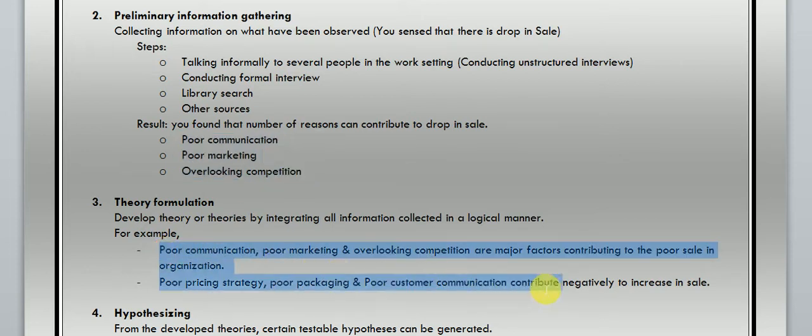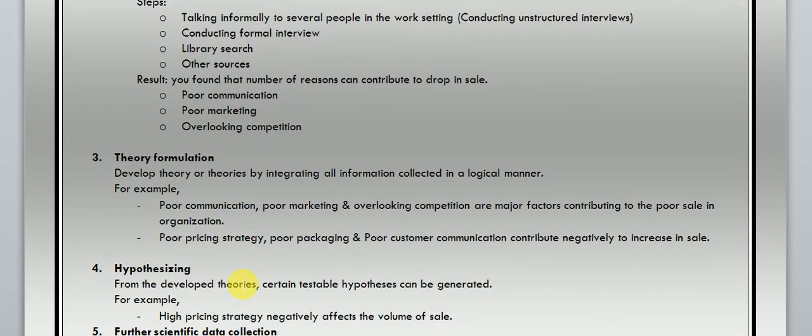Now dear students, this is what we call theory formulation, and make sure that in theory formulation we furthermore also specify the variables. Like here we have three variables. One is an independent variable, another independent variable is poor marketing, and overlooking competition. So these are three independent variables, and we have another variable, and that is sale. So sale is the dependent variable. Look here, the poor pricing strategy is also a variable.